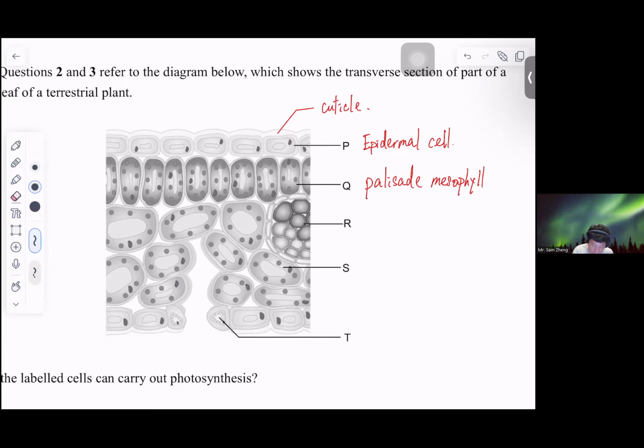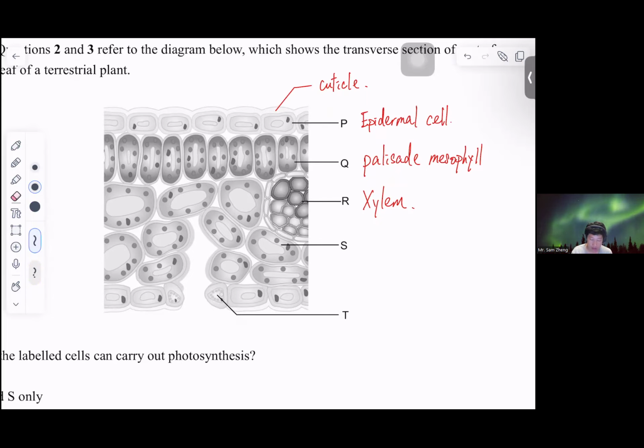You can see here there is a thicker layer of cell wall. So actually this would be a thick-walled cell, and it is within the vascular bundle. Only the xylem vessel is the thick-walled cell. Next, S would be some loosely packed mesophyll cells, which we call the spongy mesophyll.